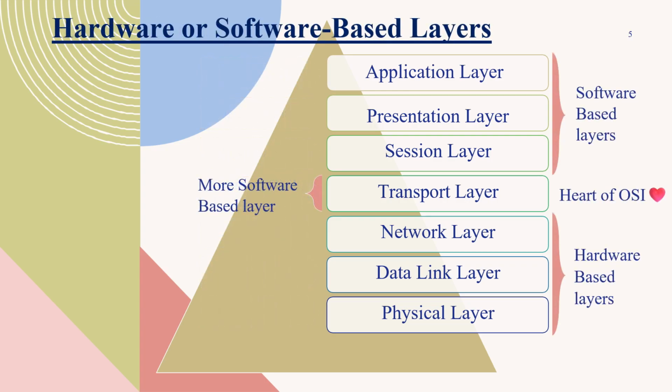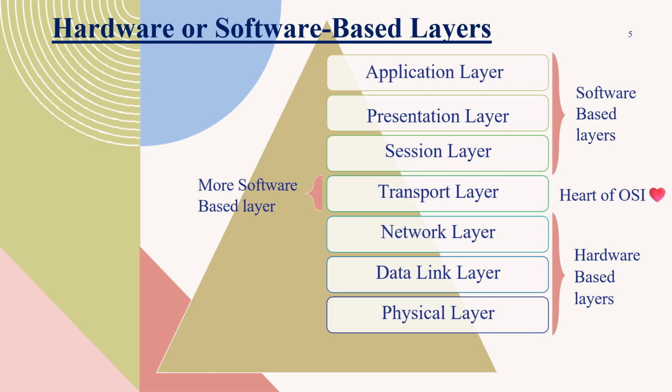Hardware versus software based layers. Now, here is a quick tip to remember. The first three layers, physical, data link, and network, are hardware based, requiring specific devices like switches and routers. On the other hand, the last three layers, session, presentation, and application, are software based, operating without the need of special hardware. And the transport layer, sitting right in the middle, is the heart of the OSI model, more software based than hardware based.